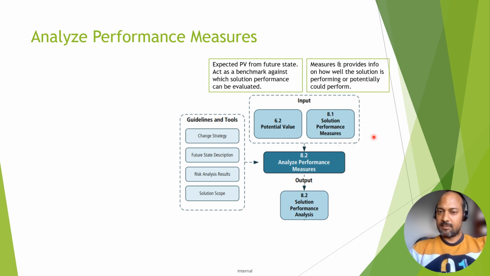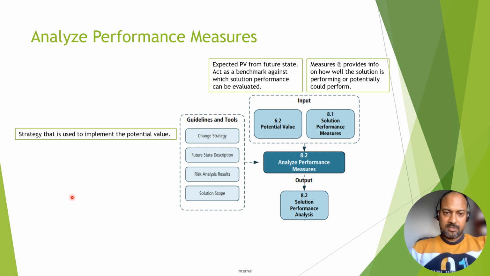And the second is the solution performance measure itself. Measures like the KPIs or indicators provide information on how well the solution is performing or potentially could perform. So it talks about, first, the measures, the key performance indicators we have to set, and second, how well the solution is performing or potentially could perform. So that decision comes out of only the solution performance measures when you analyze them.